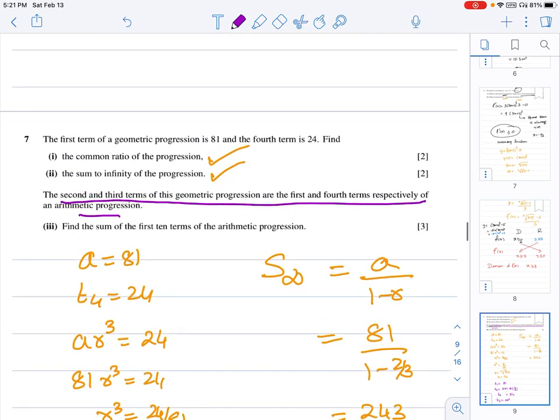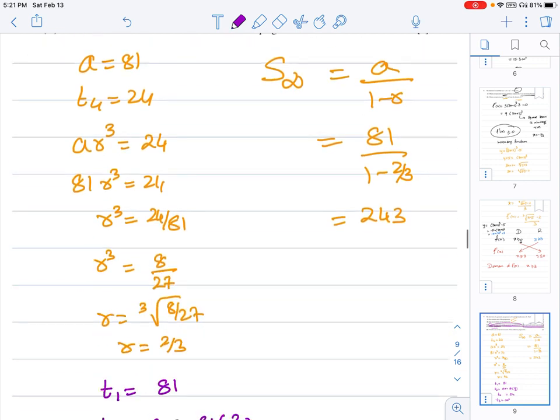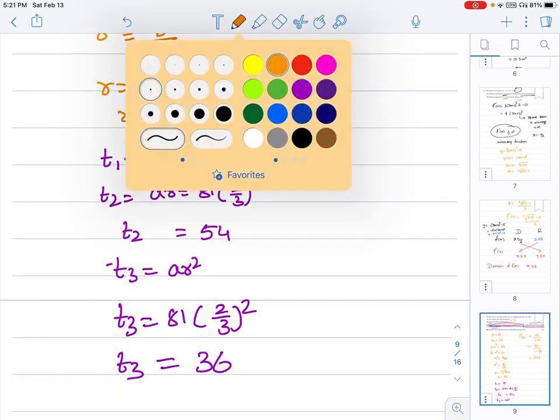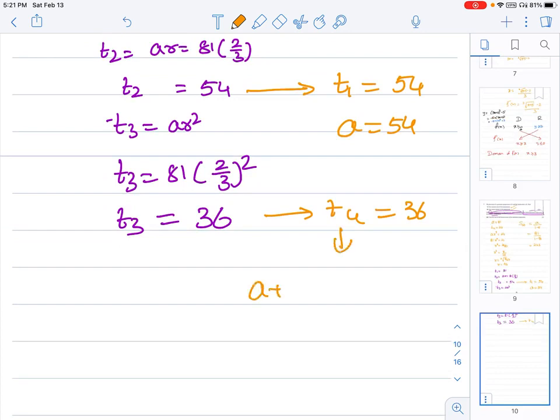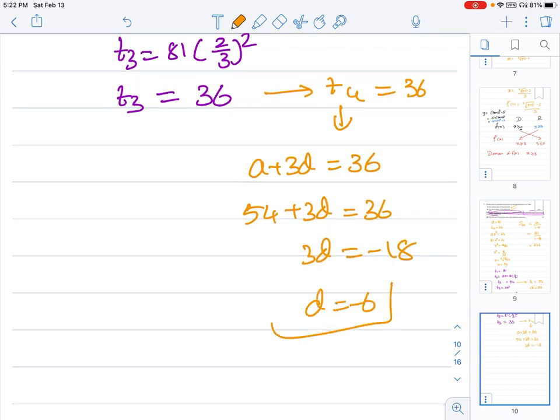But what is he telling us? The second term and third term of the geometric progression are the first and fourth terms of the arithmetic progression. So this becomes the first term and this becomes the fourth term. The first term is a, and the fourth term means a plus 3d is equal to 36. So 54 plus 3d is equal to 36, 3d is equal to negative 18, so d is equal to negative 6.